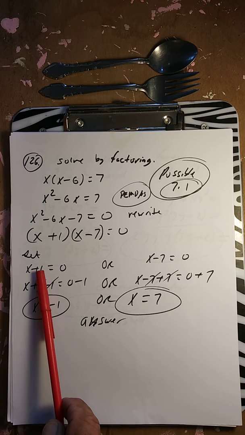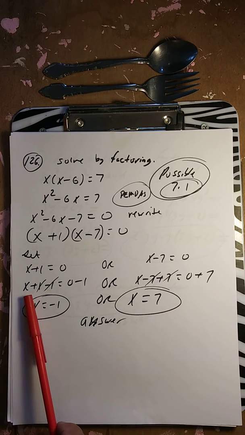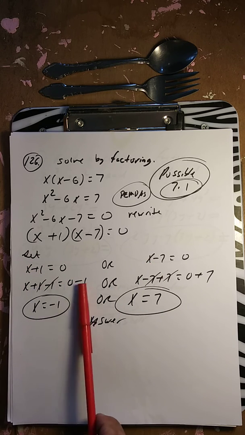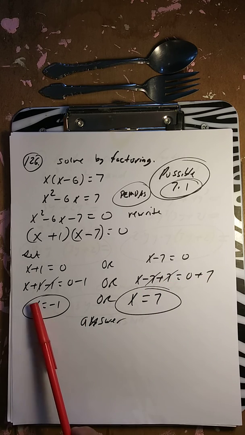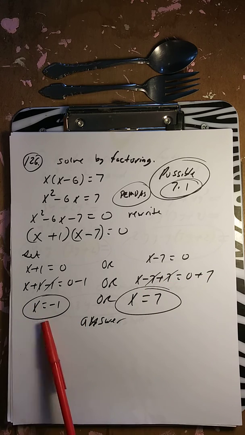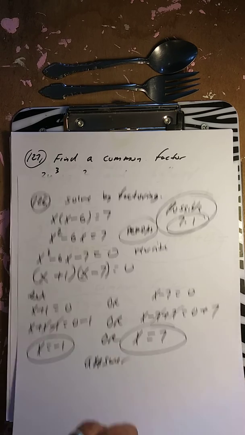Yes. So x plus 1 equals 0 and x minus 7 equals 0. And x plus 1 minus 1 minus 1, so x is negative 1. Minus 7, and plus 7. So negative 1 or 7. Negative 1 or positive 7 are the answers.